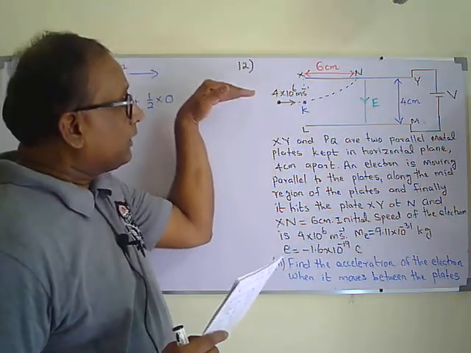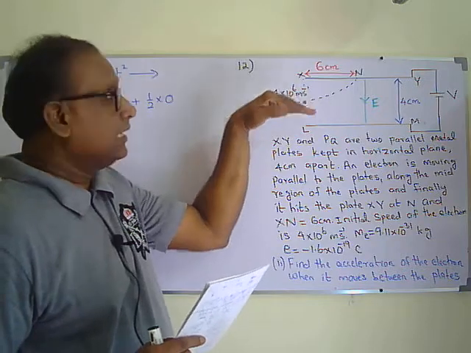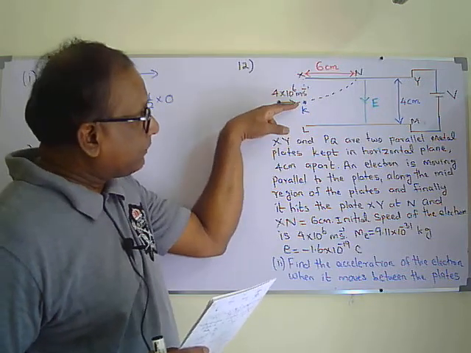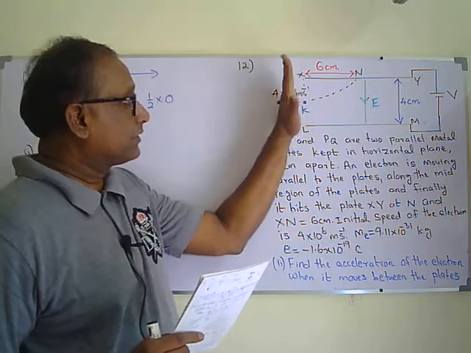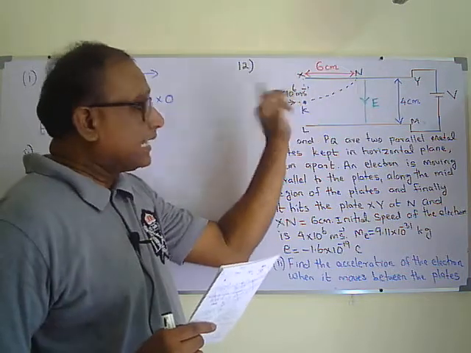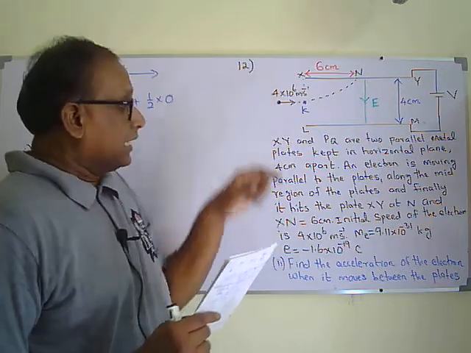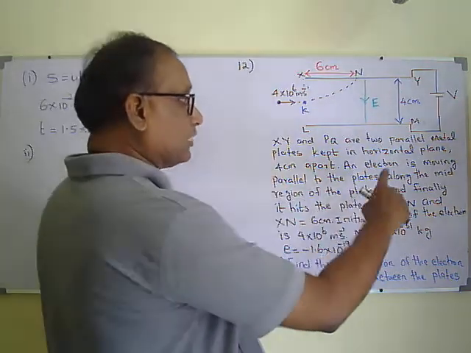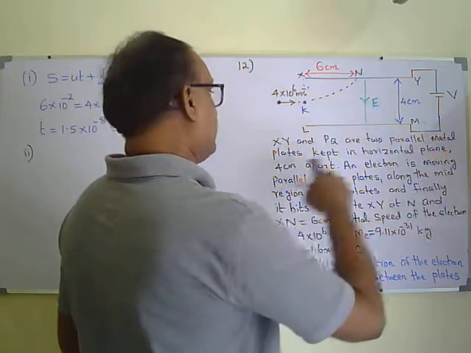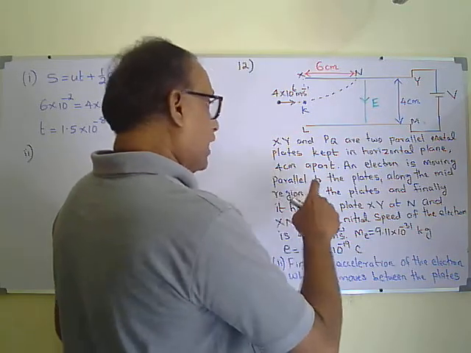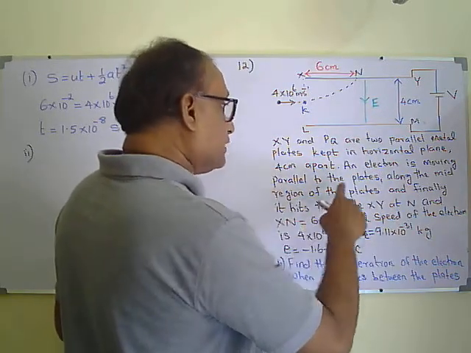So at the moment when it enters the plates, say at point K, the starting point of the region between the plates, the vertical component of the velocity is equal to 0, because they are saying that it's moving parallel to the plates. Somewhere they said, parallel metal plates kept in a horizontal plane, and an electron is moving parallel to the plates.